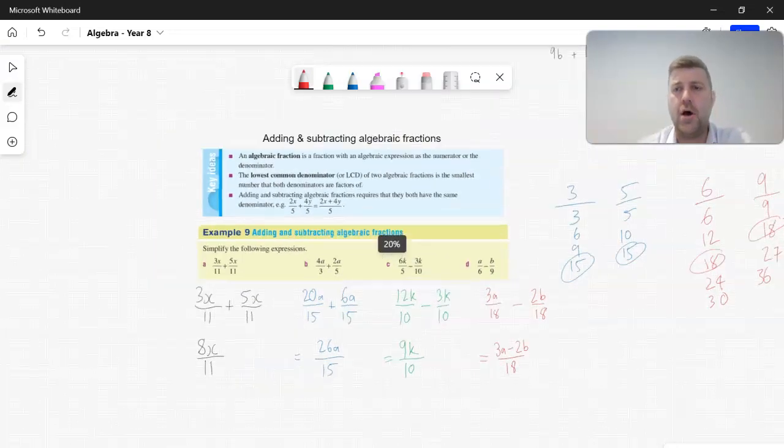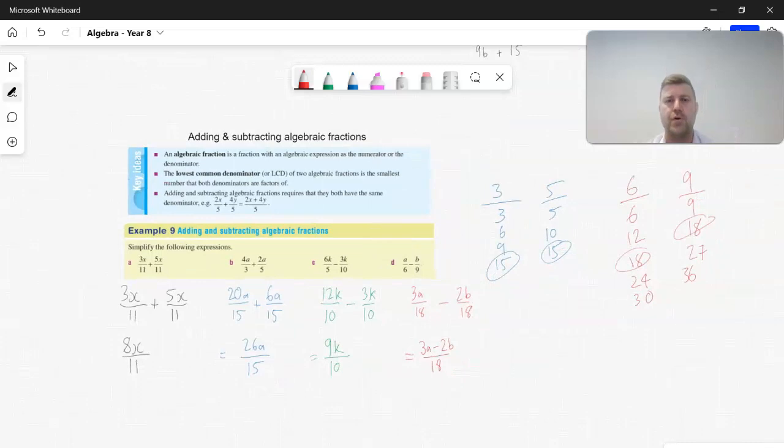Okay, so hopefully that helps. Like I said, most of the rules for adding and subtracting algebraic fractions are exactly the same as they would be for adding and subtracting normal fractions, except we have algebraic terms which you collect if they are like terms, add or subtract them.